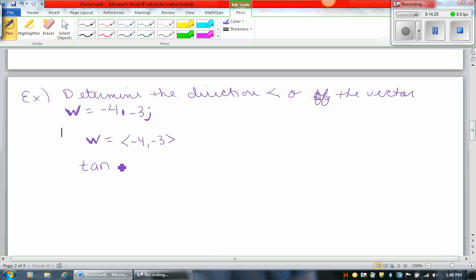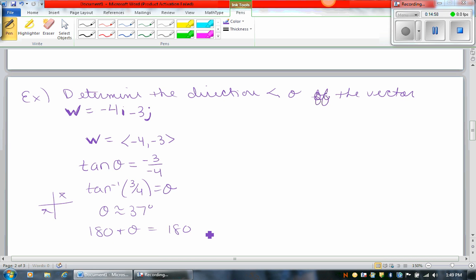Okay, and then we're going to take tangent. So this goes back to what we've been doing, right? Tangent theta is equal to sine over cosine. This is our sine, this is our cosine. So negative 3 over negative 4. Take the inverse of that, tangent inverse of 3/4. And we find theta to be approximately 37 degrees. Okay, but since we know that tangent is positive in the first and third quadrants, we're going to have another possible angle, 180 plus that angle, or 180 plus 37, which is 217. So we get possible angles of 37 degrees or 217 degrees.